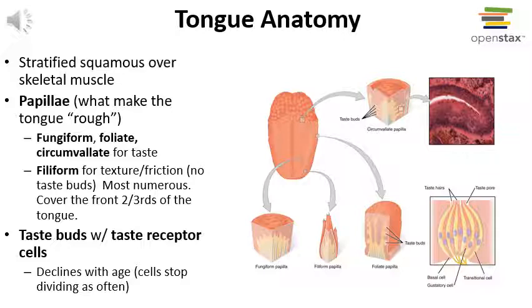The circumvallate papillae have taste buds. The foliate papillae have taste buds. The fungiform papillae have taste buds. These papillae are critical to our sense of taste, but there's one more papilla I need to mention, and that's the filiform papilla. The filiform papillae are actually the most numerous. They cover as much as two-thirds of the tongue's surface. And rather than being concerned with taste, the filiform papillae are much more concerned with the texture and the feel of the food in the mouth.